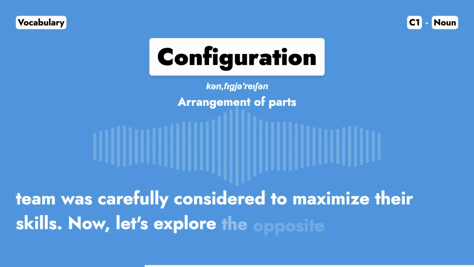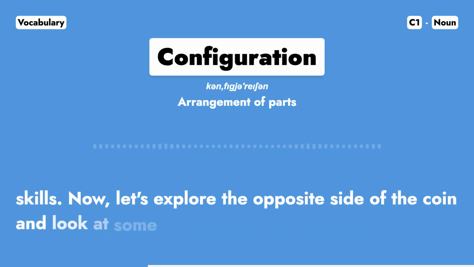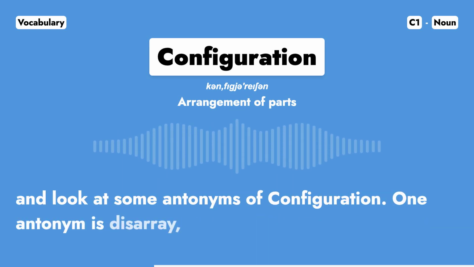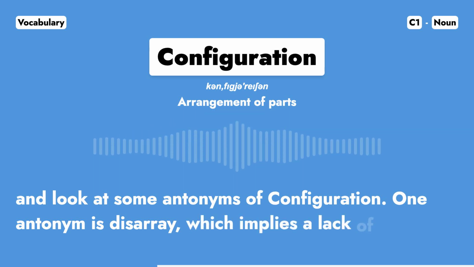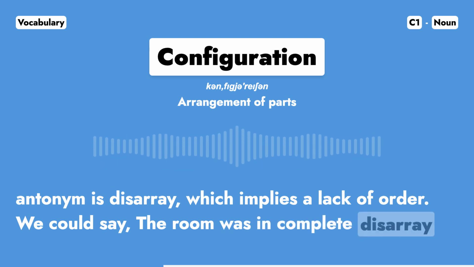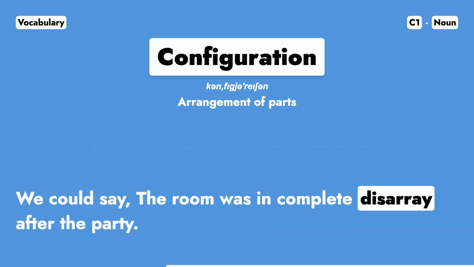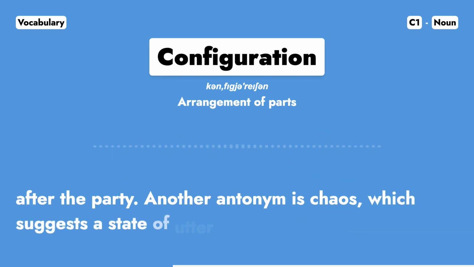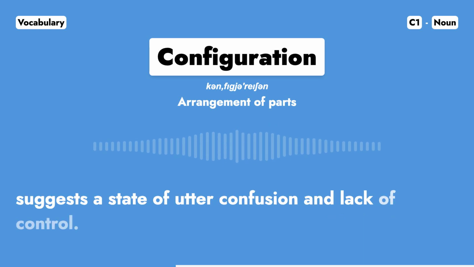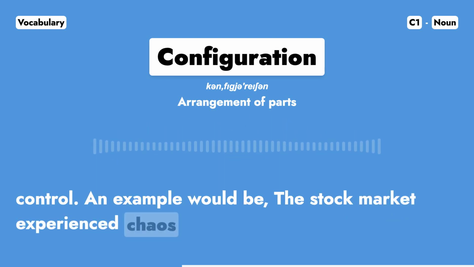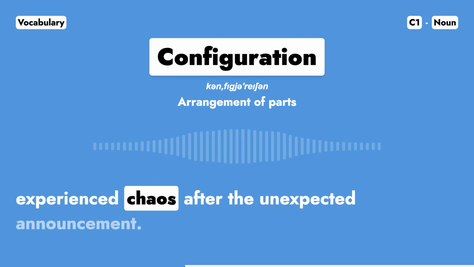Now, let's explore the opposite side of the coin and look at some antonyms of configuration. One antonym is disarray, which implies a lack of order. We could say, the room was in complete disarray after the party. Another antonym is chaos, which suggests a state of utter confusion and lack of control. An example would be, the stock market experienced chaos after the unexpected announcement.